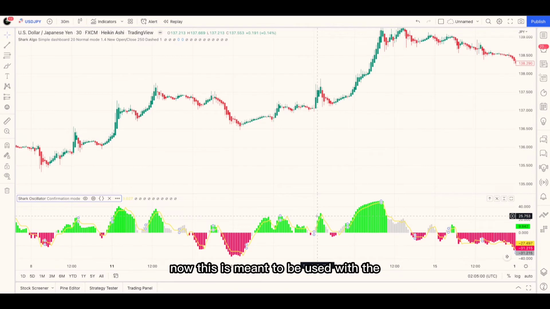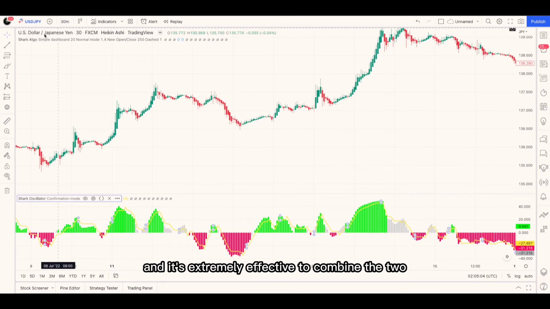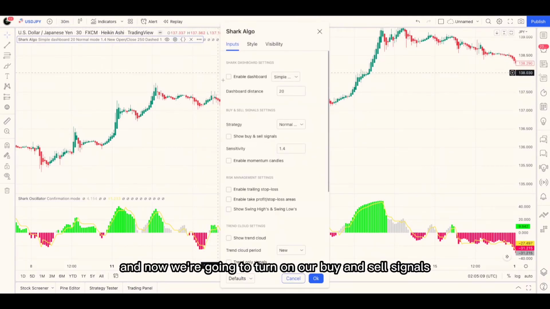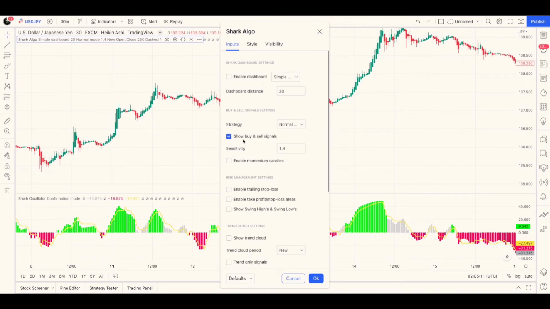Now, this is meant to be used with the Shark Algo indicator, and it's extremely effective to combine the two. So we go back to the Shark Algo, hit the settings, and now we're going to turn on our buy and sell signals, and we click OK.